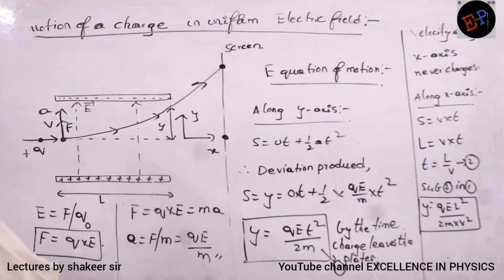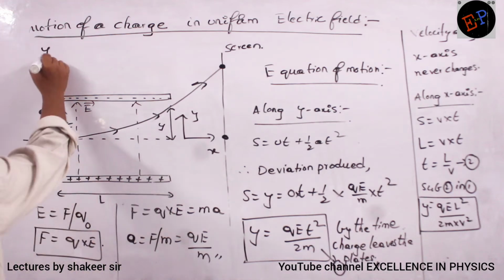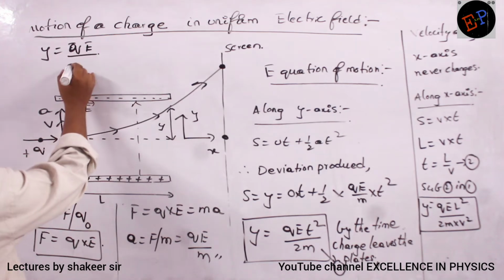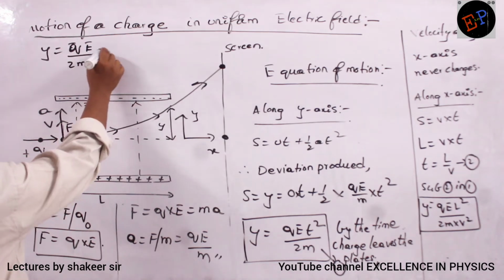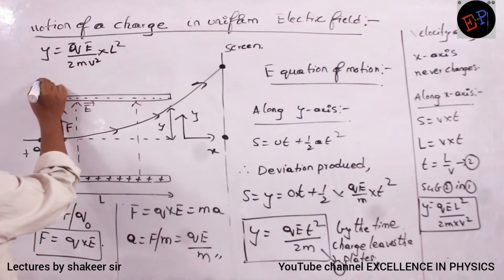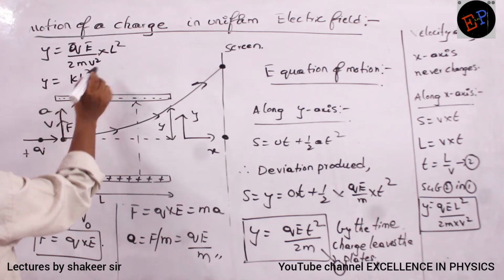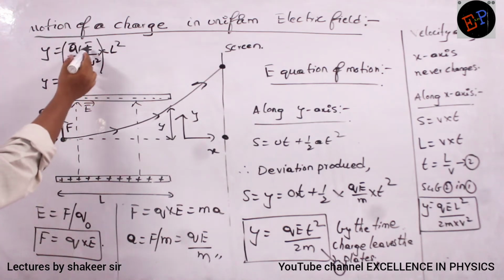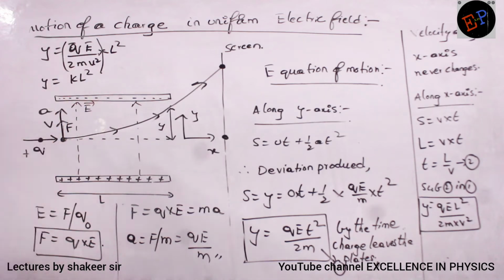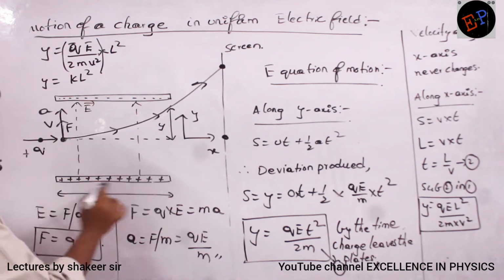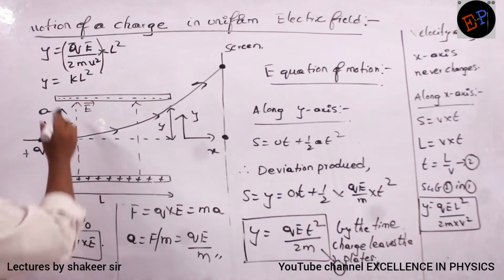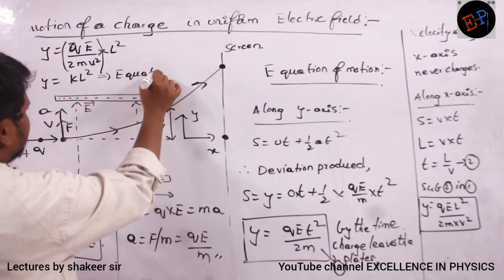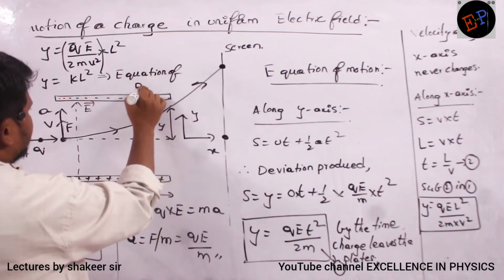Now see, if you look at this equation, y is equal to QE by 2m V square multiplied by L square, it is just like y is equal to KL square. This total is a constant. Q is a constant, E is a constant, m is a constant, V is a constant. L is the length of the plate; this can be variable, you can change the length of the plate. So y is equal to KL square. This is the equation of a parabola.